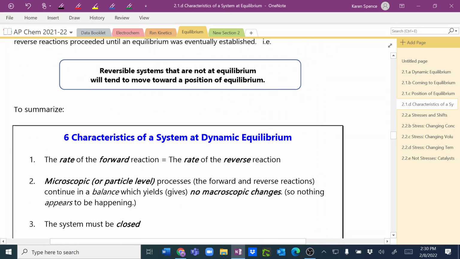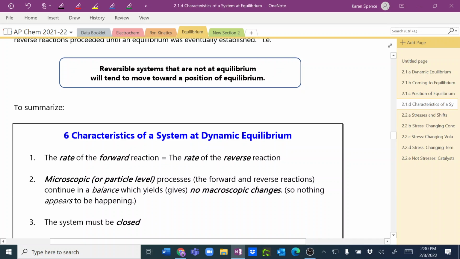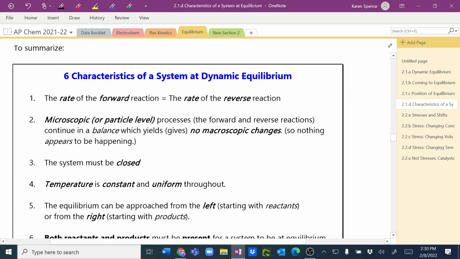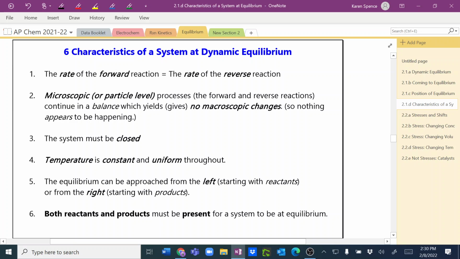To summarize, here are 6 characteristics of a system at dynamic equilibrium. The rate of the forward reaction equals the rate of the reverse reaction. We've heard that a million times. Microscopic processes are occurring. They continue in a balance that yields no macroscopic changes. Did we know that? Yes. Did we know the system must be closed? Did we know the temperature must be constant and uniform?